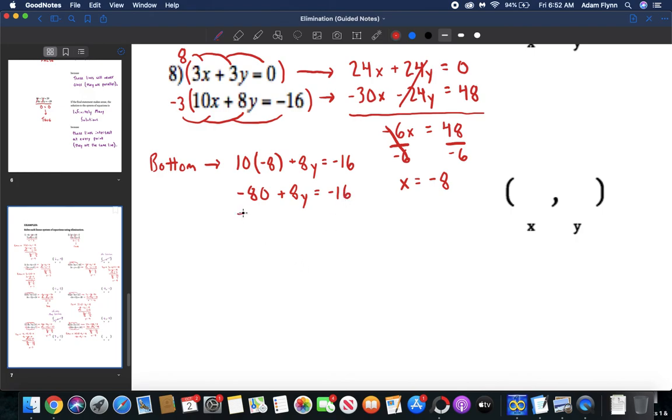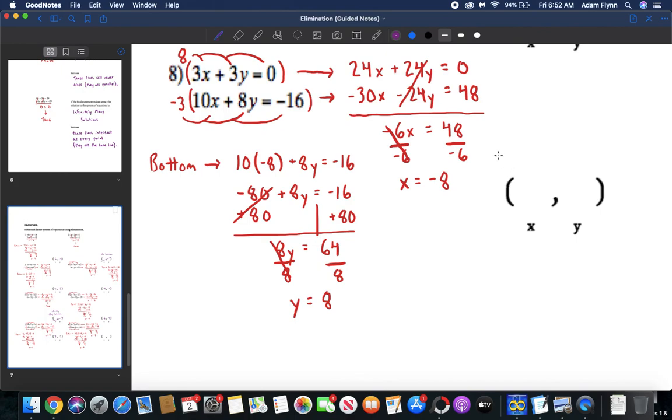I can add 80 on both sides. Negative 80 plus 80 eliminates. So I get 8y equals negative 16 plus 80 is going to be 64. I can divide both sides by 8. 8's eliminate on the left side, so I get y equals 64 divided by 8, which is going to be a positive 8.